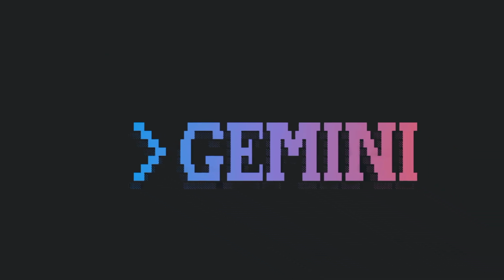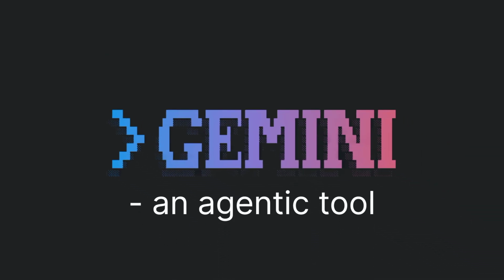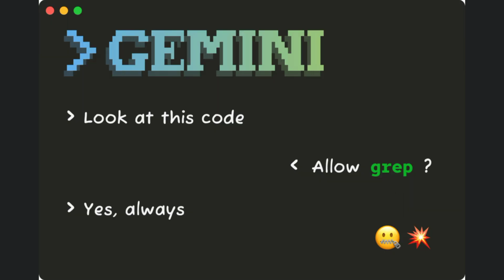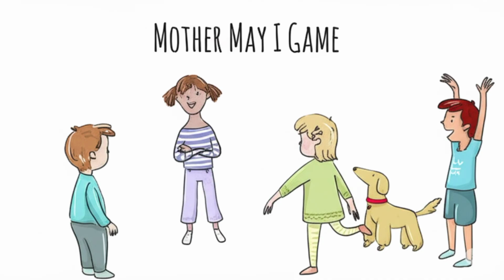So, what is Gemini CLI really? Forget chatbots. This is an agentic tool. That's a fancy way of saying it doesn't just suggest code. It acts. It has a set of tools to interact with your system: read file, write file, and the most powerful and terrifying of them all, shell, a direct line to execute any command. To make it less annoying, the CLI has a feature where you can whitelist or always allow certain commands, so you're not playing a game of Mother, may I? every 5 seconds. Remember that.